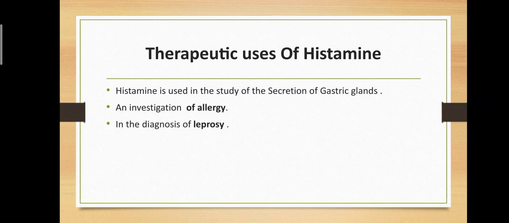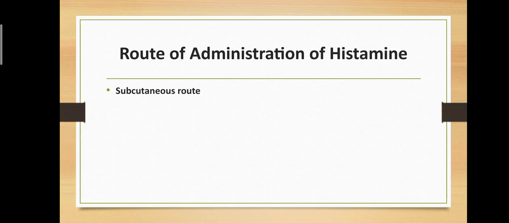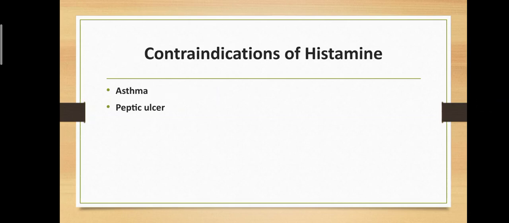Next point, therapeutic uses of histamine. Histamine is used in the study of secretion of gastric glands. It is used in the investigation of allergy. It is used in the diagnosis of leprosy. Route of administration of histamine: subcutaneous route. Contraindications of histamine. Histamine is contraindicated in asthma and peptic ulcer.